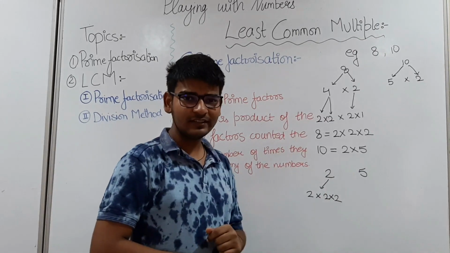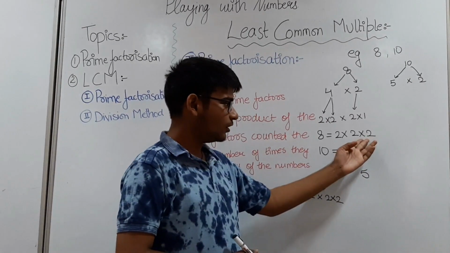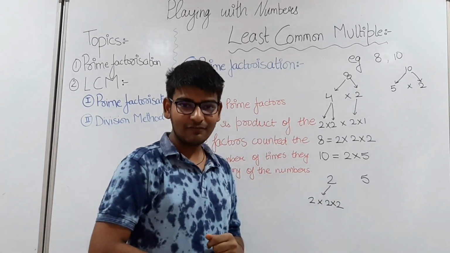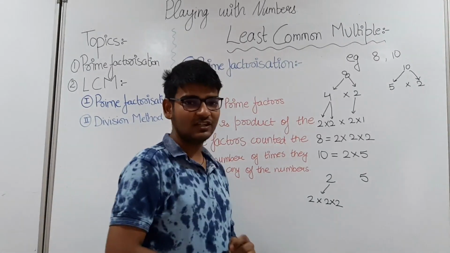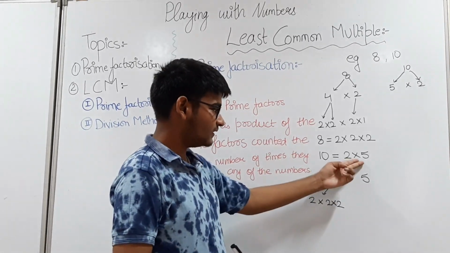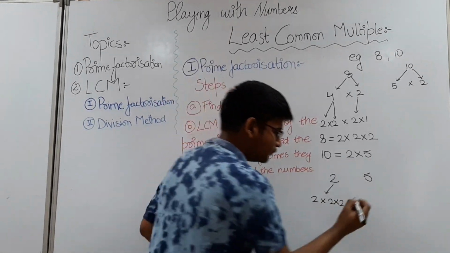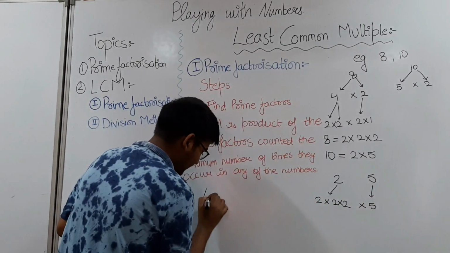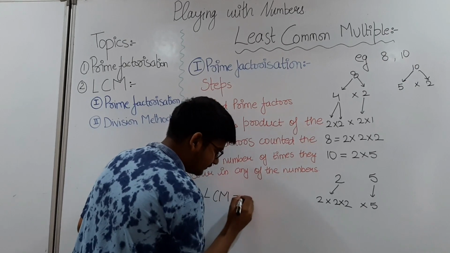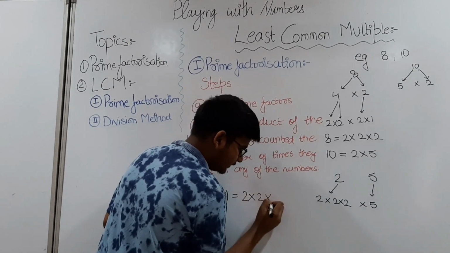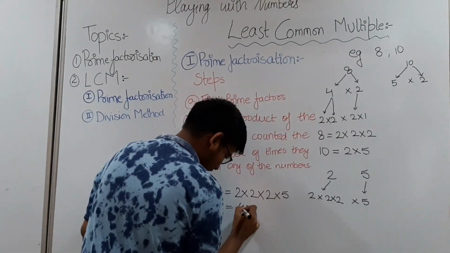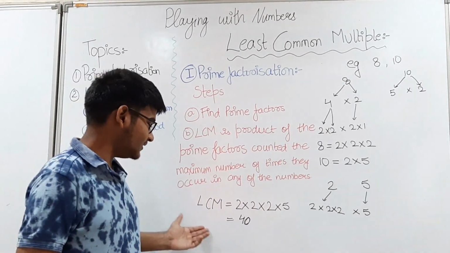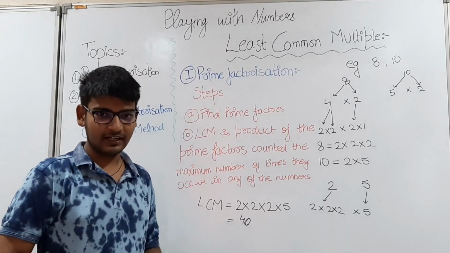And now we will see 5. Since 5 does not occur in 8, the only count of 5 in the prime factorizations of 8 and 10 is 1, that is in 10. So we will write 5 once. So the LCM will be 2 into 2 into 2 into 5, which is 40. That is the answer we got earlier. So the LCM of 8 and 10 is 40.